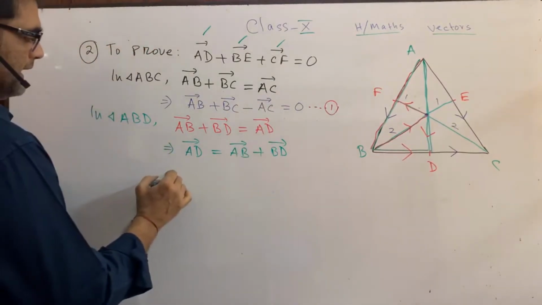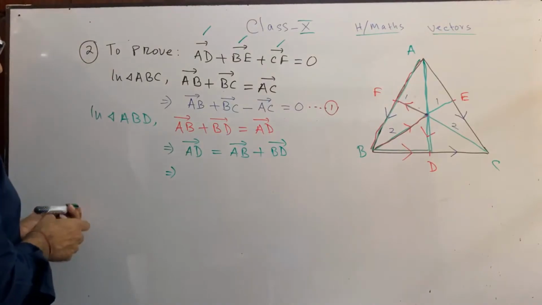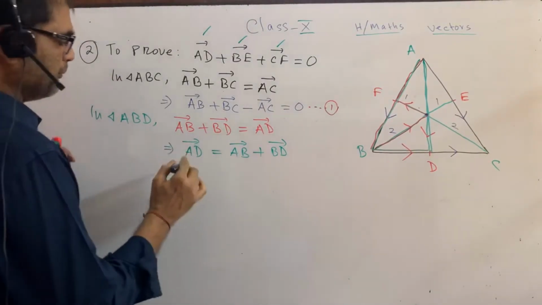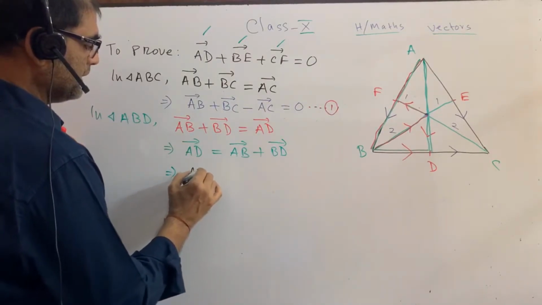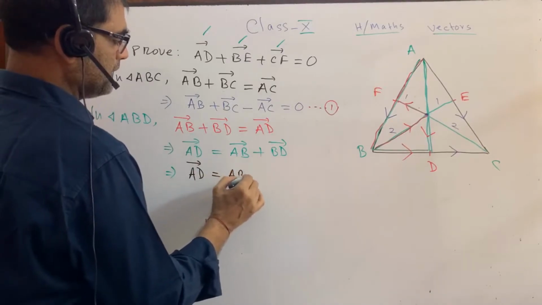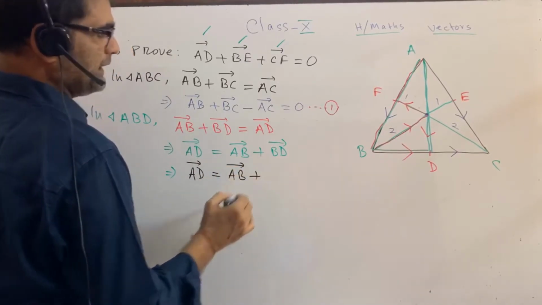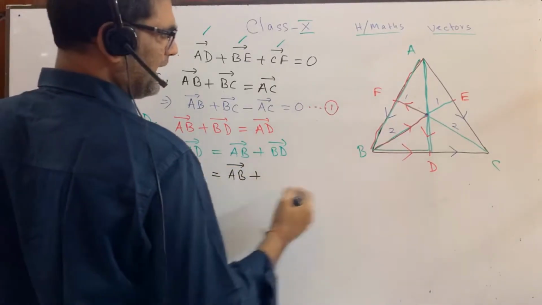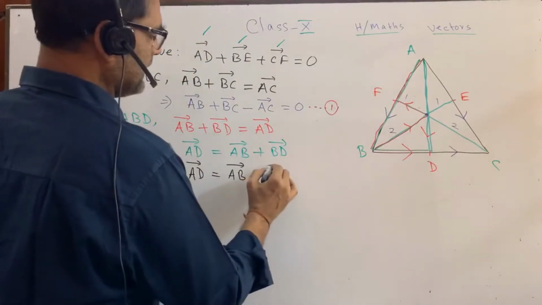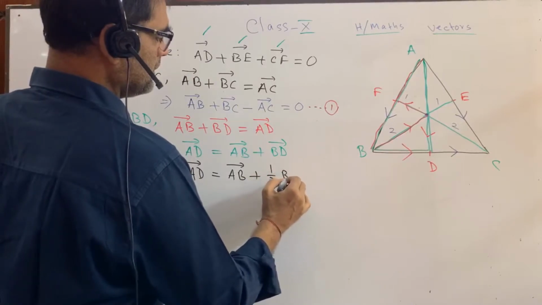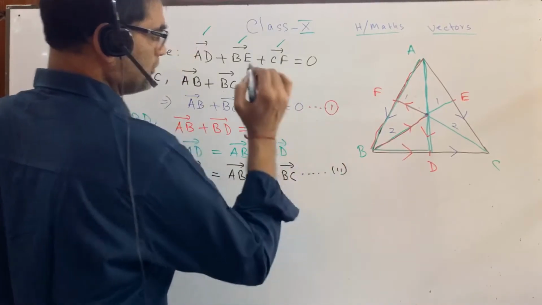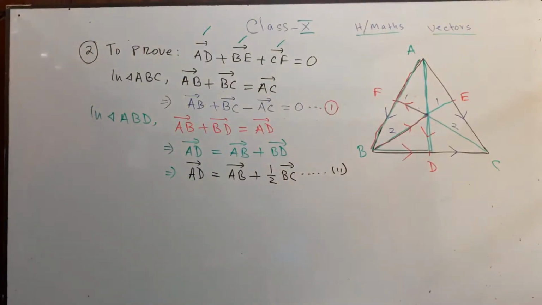Now what's about BD? BD equals to what? So it is AD, it is AB, and BD equals to half of BC, as I told you at first, that D is the midpoint. So we can write here half of BC. This is equation 2.